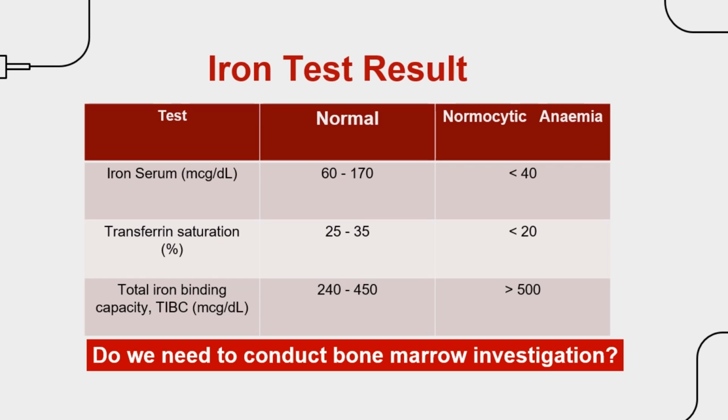You must be wondering, do we need to conduct the bone marrow investigation? The answer is no, because based on the complete blood count and the patient history, we can see that the amount of reticulocytes is lower than the normal range, and it is due to the renal failure. Unless the patient has no chronic disease, we can assume that the patient has a problem with the bone marrow, and then we can pursue the bone marrow investigation.